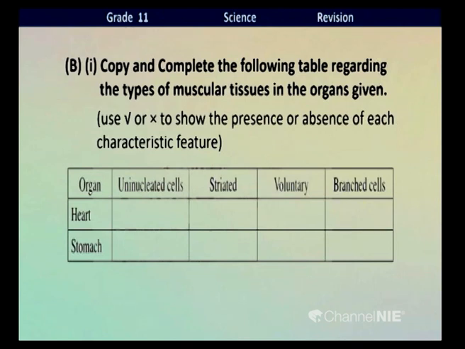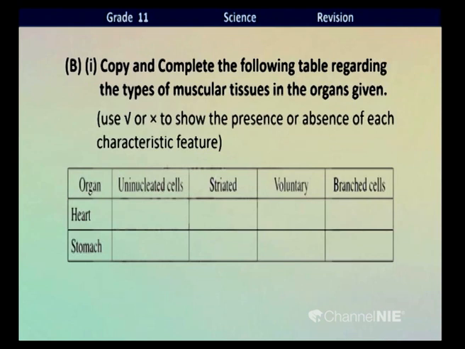Next question. Copy and complete the following table regarding the types of muscular tissues in the organs given. Here, what are the two organs given, children? Heart and stomach. You know that the only type of muscle tissue available in our heart is cardiac muscle tissue. In the wall of the digestive tract, inside the stomach even, smooth muscle tissue is available.